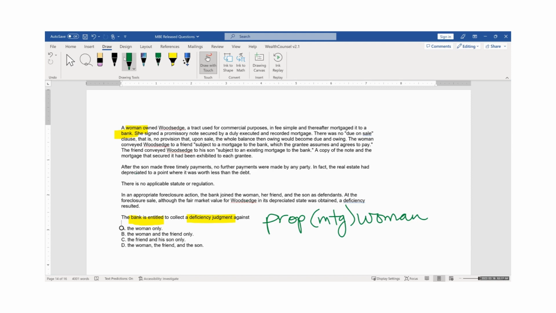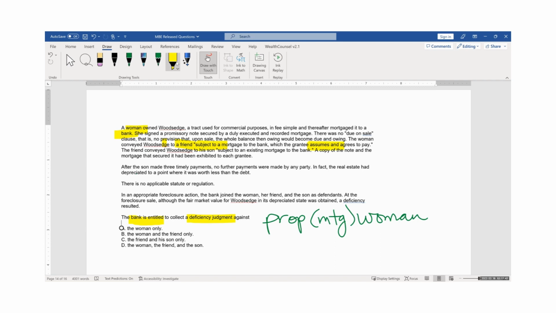She signed a promissory note secured by a duly executed and recorded mortgage. There was no due on sale clause, that is, no provision that upon sale the whole balance then owing would become due and owing. The woman conveyed Woodsage to a friend, subject to a mortgage to the bank, which the grantee assumes and agrees to pay. Here we've got two mortgage legal terms of art, subject to and assumes.